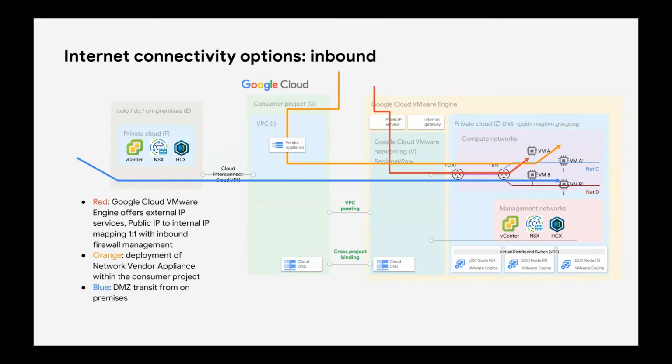Similarly, just like the outbound options, there are three options for inbound internet traffic. The red line depicts exposing VM workloads on Google Cloud VMware Engine using the public IP service. The orange line depicts traffic inbound through the consumer VPC using Google Cloud external load balancers or other third-party appliances. And finally, the blue line depicts traffic coming via the on-premises environment.